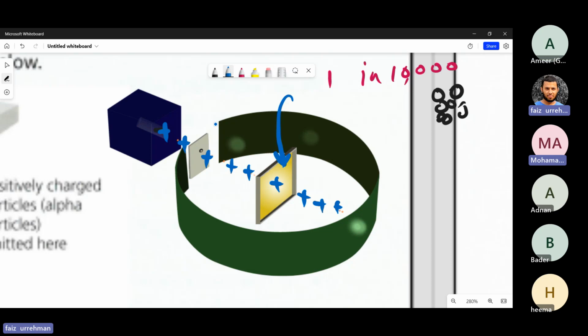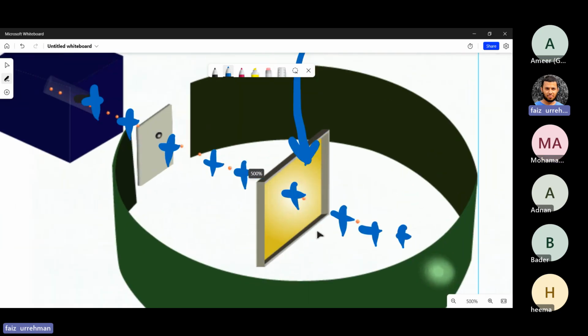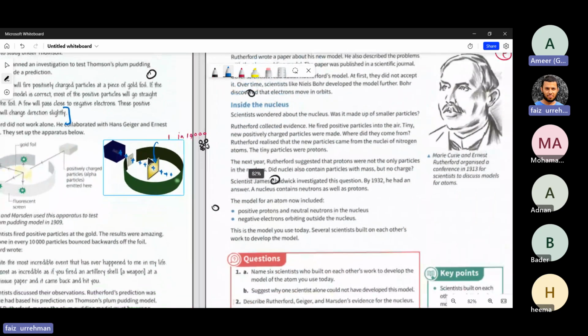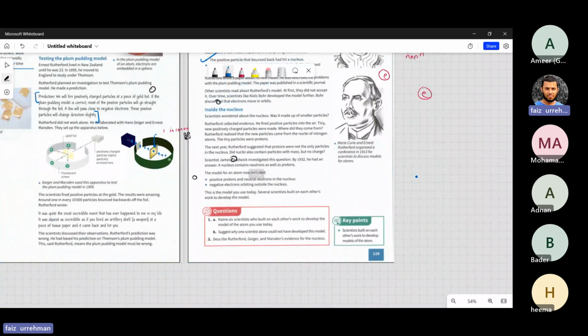The answer is, if you zoom in to this gold foil, zoom in, zoom in too much in the gold foil, what will you see? You will see there is too much empty space in the atom. I will show you something.